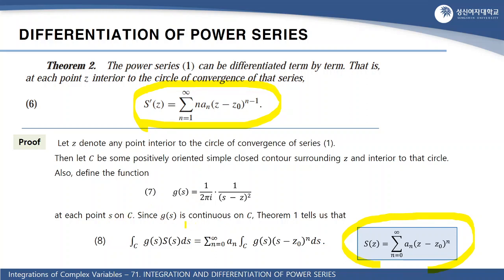It is easy to see that g of s is continuous on C. Theorem 1 tells us that this equality holds: the integral along the contour C of g(s) times S(s) ds, because g(s) is continuous on C, we can apply theorem 1, is equal to the summation n equals 1 to infinity of a n times the integral over C of g(s) times (s minus z naught) to the n ds.